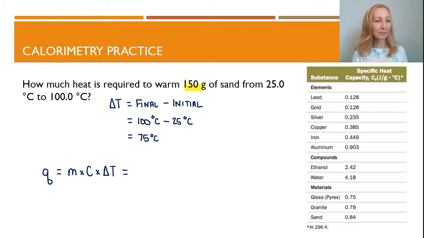Now if I look over on the chart, this table of different substances with their specific heat capacities, I can find sand at the bottom.